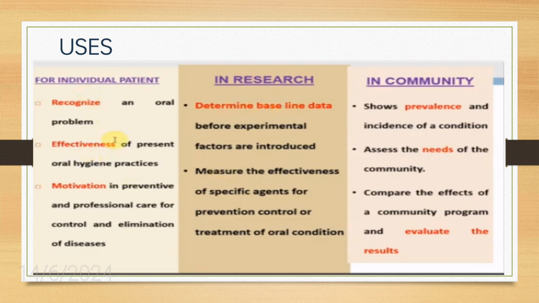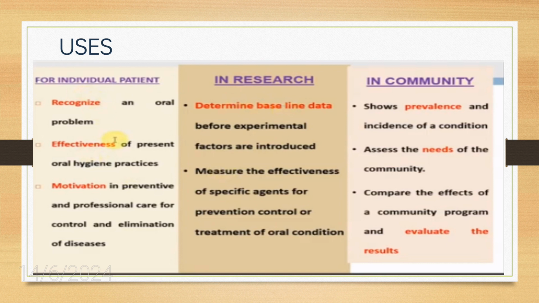Uses of dental indices in community. It is used to show the occurrence of conditions, that is prevalence and incidence. It is used in the needs assessment to determine the community's oral health needs, and in the program evaluation to compare the effects of community programs and evaluate the results.